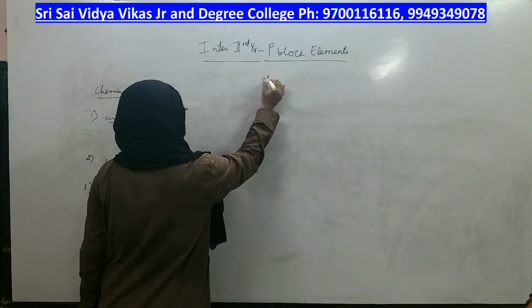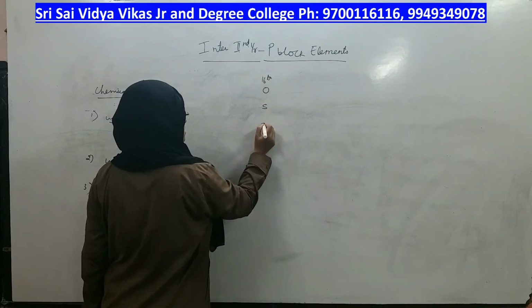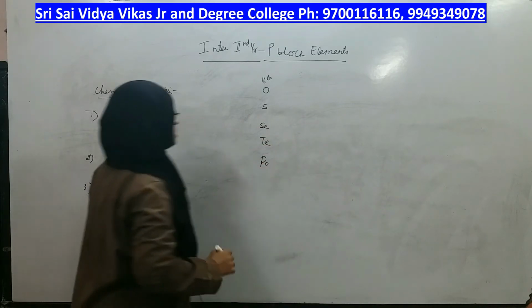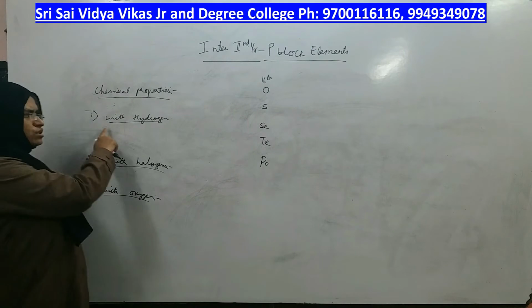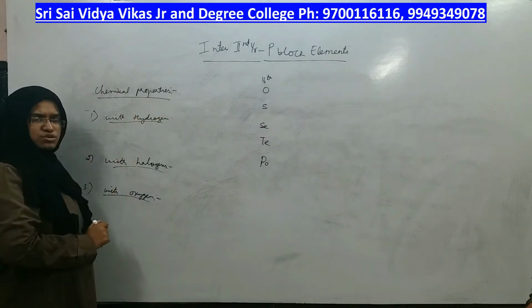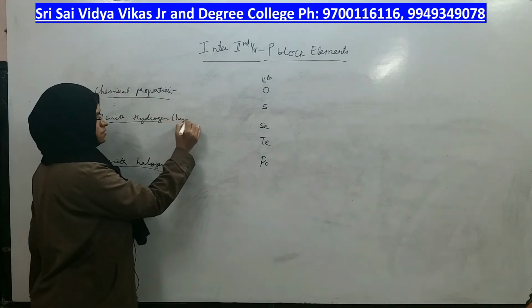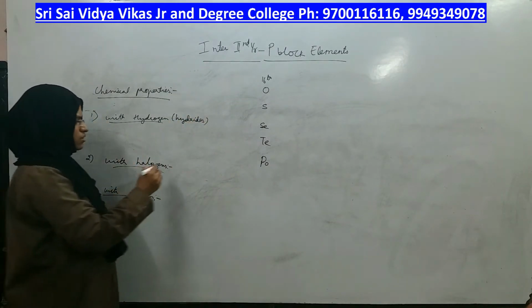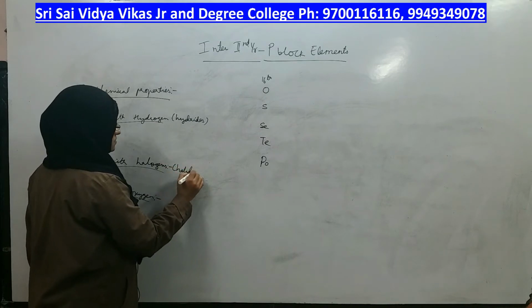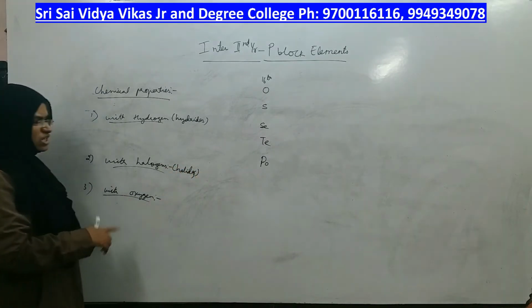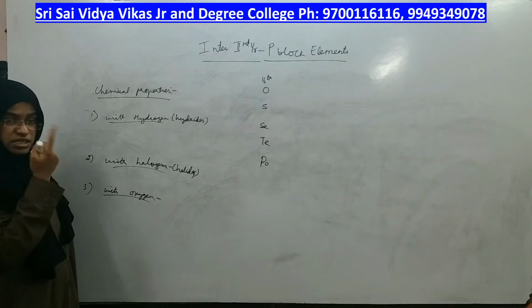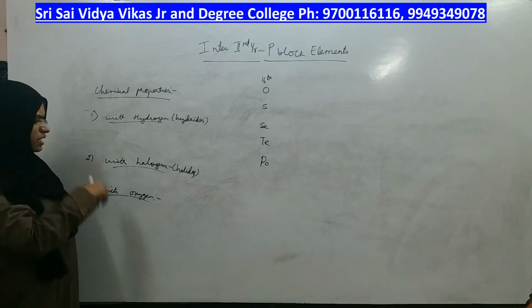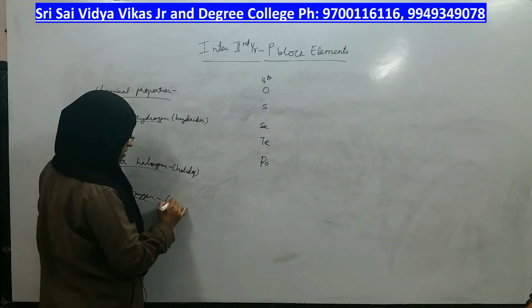Oxygen, sulfur, selenium, tellurium and polonium, right? Now, with hydrogen, those elements combine to give what? Hydrides. With halogens, they combine to give halides. And with oxygen, all of them, though oxygen is a part of that group, but I am talking about all the elements, therefore all the elements combine with oxygen to give what? Oxides.